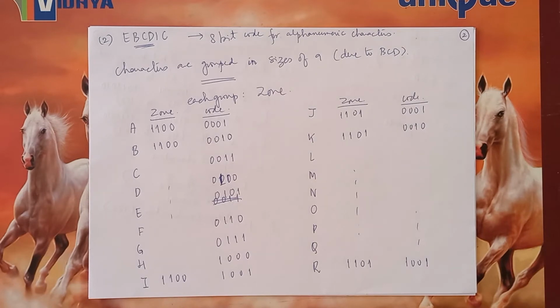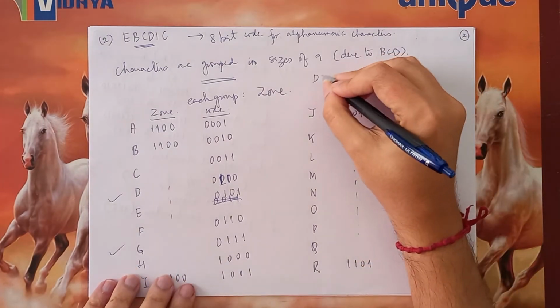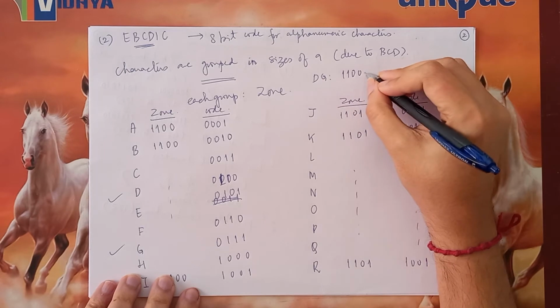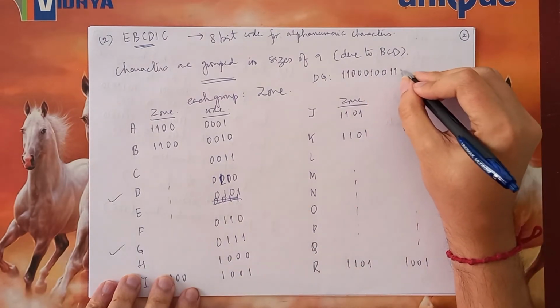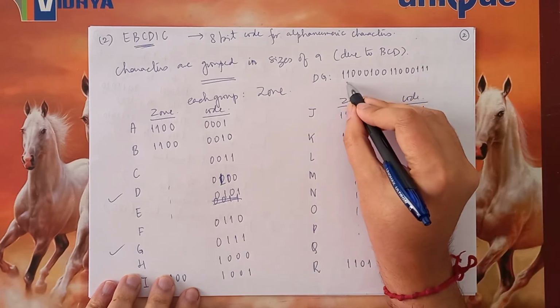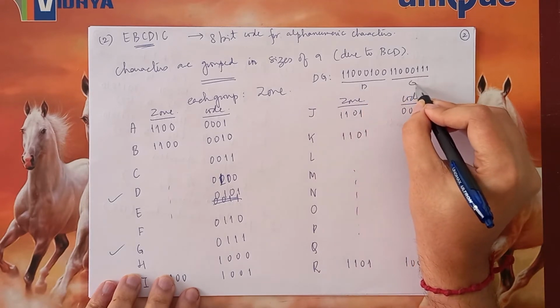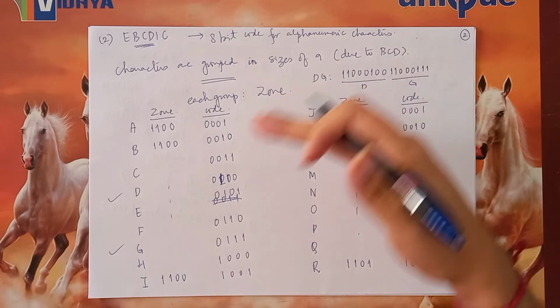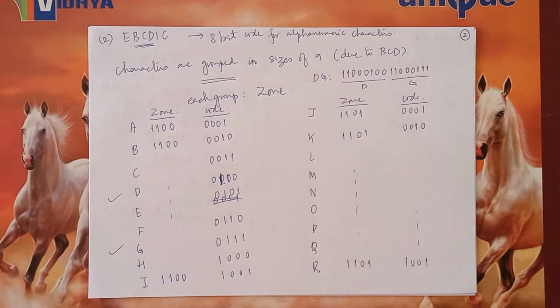So suppose somebody asks you, suppose I want to represent my initials in EBCD code, my initials are D and G. So for DG, the EBCD code would be first for D. So the 8-bit code for D is 1100 and for G it is 1100. So effectively the first 8 bits are for D and the last 8 bits are for G. This is how you represent DG, or my initials, in EBCD code. So these kinds of zones and codes are made for lowercase letters also, and numbers also, and so on and so forth. So this is how EBCD actually works.